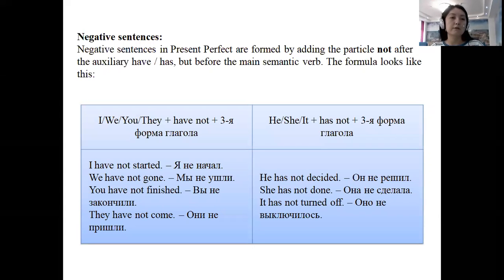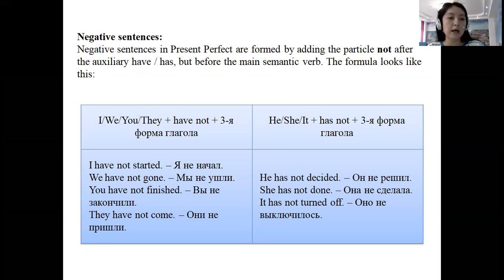Now we speak about the negative sentence. Negative sentences in present perfect are formed by adding the particle not after the auxiliary verb have or has, but before the main semantic verb. It looks like this, formula: I, we, you, they, plus have not, and the third form of the verb, yes?